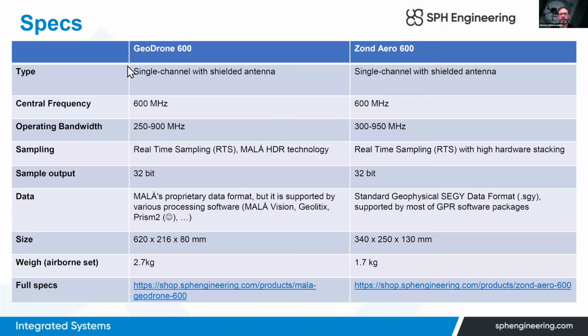Data from Zonterra is logged in the most standard format, called SEG-Y, and it is supported virtually by any software for GPR data processing. Size is a bit different. MALÅ GeoDrone is more slim, but it is longer.